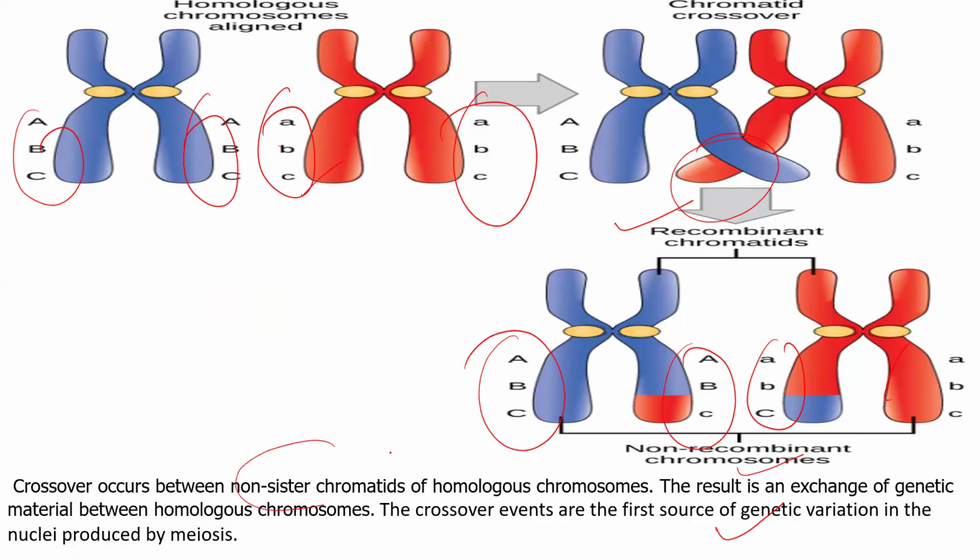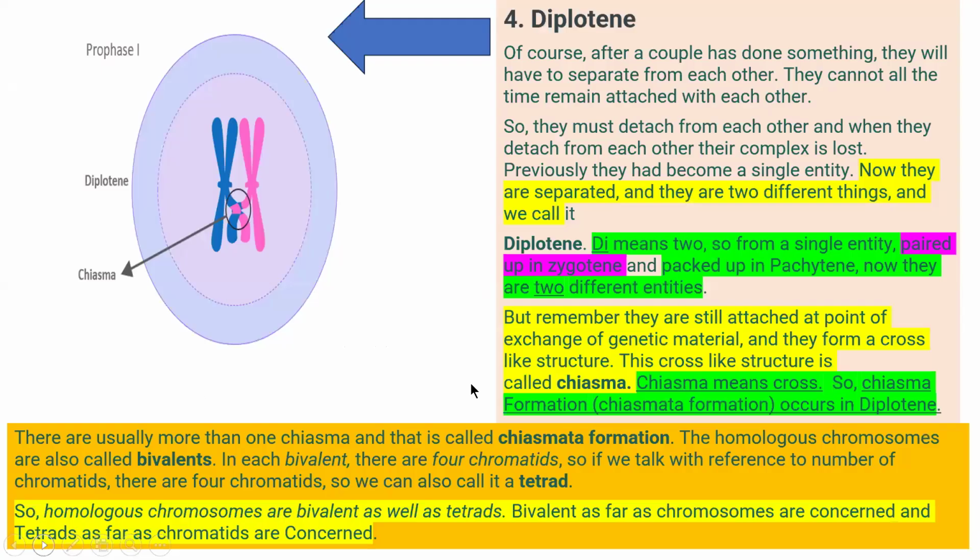So crossing over takes place always between non-sister chromatids, one from mother and one from father, of homologous chromosomes. This results in exchange of genetic material between two homologous chromosomes. The crossover events are the first source of genetic variation in the nuclei produced by meiosis. This is the reason genetic variation occurs in sexually reproducing organisms. Synapsis occurs in the zygotene stage, and crossing over takes place in the pachytene stage.